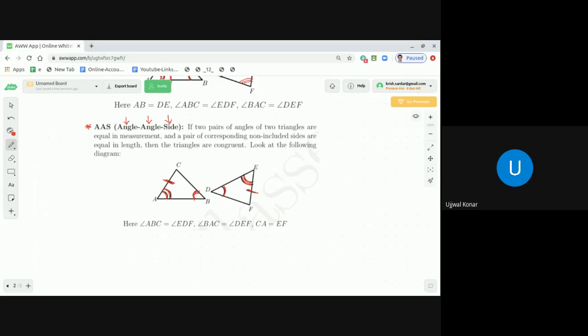That AAS, that is angle angle side, tells that if two pairs of angles of two triangles are equal in measurement and a pair of corresponding non-included sides are equal in length, then the triangles are congruent. I hope it is clear, dear students, very well about that angle angle side congruency.